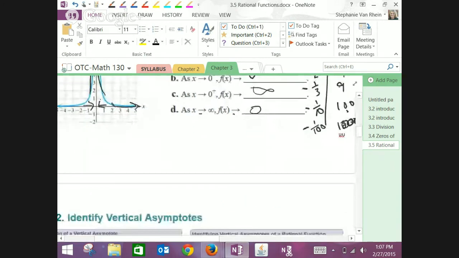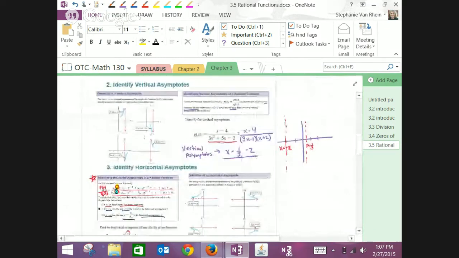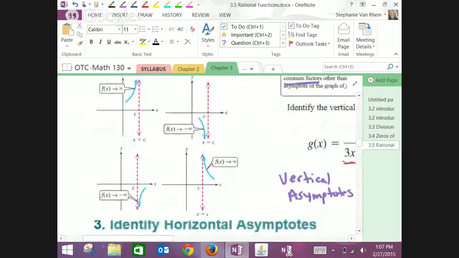That's the next part of this section, identifying vertical asymptotes. And 4 things can happen when you approach a vertical asymptote. You're either going to go to infinity or minus infinity. If you approach it from the left, you have 2 choices, up or down. If you approach it from the right, you have 2 choices, up or down. So 4 different things can happen when the function is approaching the vertical asymptote.